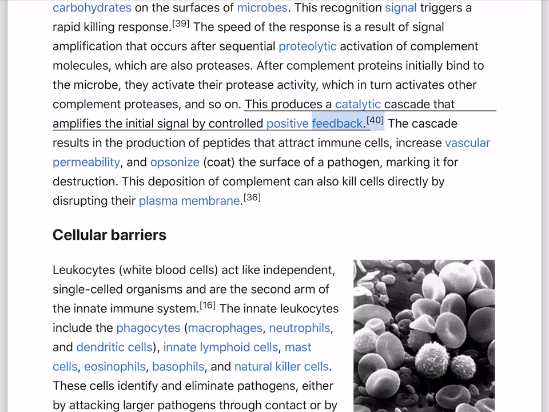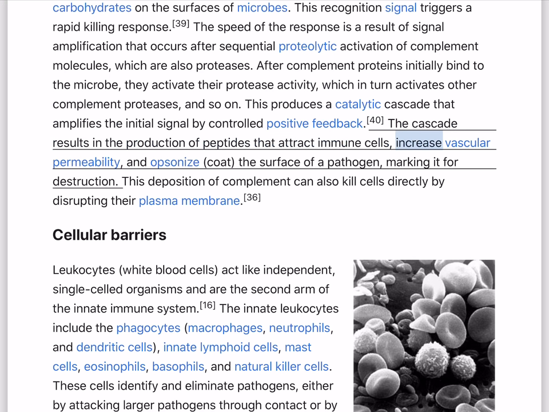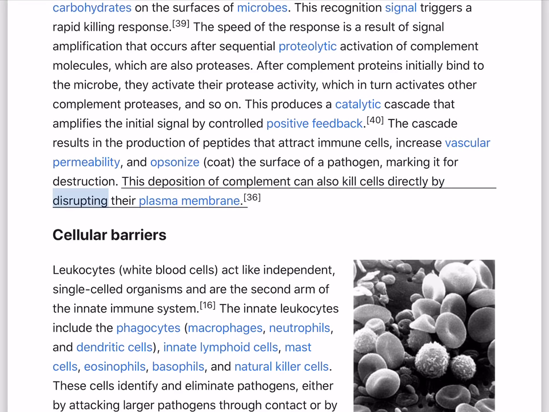The cascade results in the production of peptides that attract immune cells, increase vascular permeability, and opsonize, coat, the surface of a pathogen, marking it for destruction. This deposition of complement can also kill cells directly by disrupting their plasma membrane.